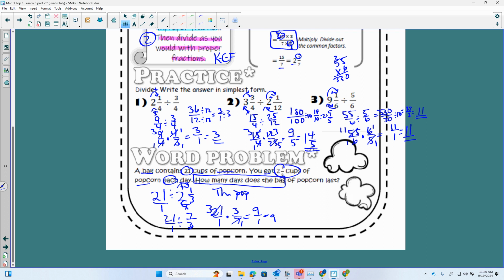Remember, anytime we are doing a word problem, practice a full sentence answer. Is there anyone that has questions on that? That is a basic expectation.